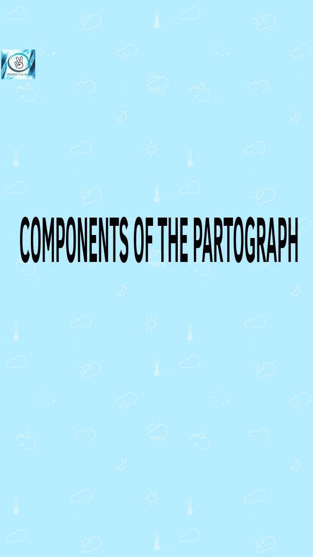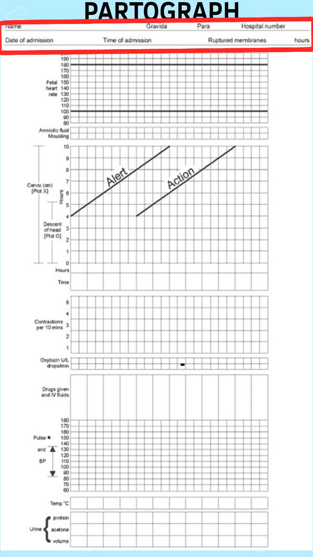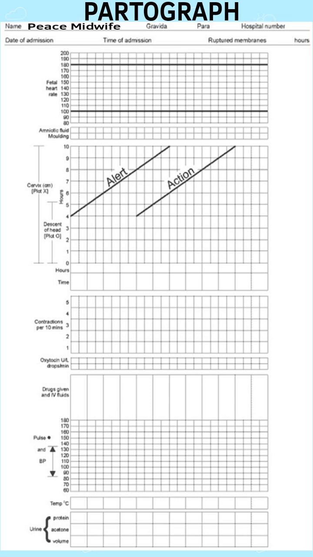And now components of the Partograph. We have mother or patient information. This is the top part where we record the name, the gravida, the parity, hospital number, date of admission, time of admission, and time membrane is ruptured.